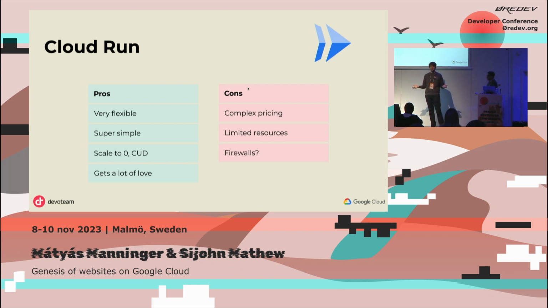It can scale to 0. It has commit use discount, which means that if you tell Google, hey, I'm pretty sure I'm going to be using at least this much Cloud Run for the next 1 year, then you get a hefty discount on the price. And also it is the new kid on the block, so it gets a lot of love recently from Google. It is very heavily developed, and new features are coming out every week. So it's really nice working with Cloud Run. As Sijohn mentioned, it's his personal favorite.